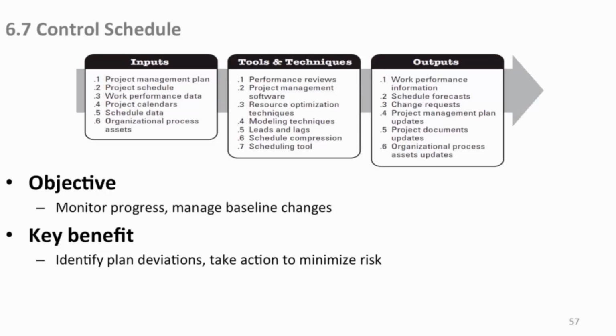The objective: monitor the progress and manage baseline changes if we need to change the baseline, or manage changes to not have to change the baseline, bring things back. Key benefit: you can identify deviations from your plan and you can take actions to minimize the impact and, of course, minimize the risk that changes may introduce as you go along. And by the way, if new risks are introduced, what do we do? We do reassessment of our risk register, and we add those in and we deal with them at the same time. It's all part of integration.